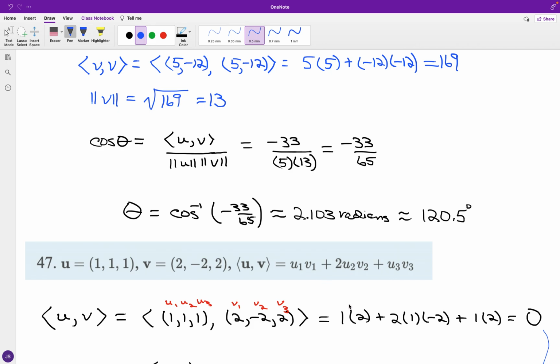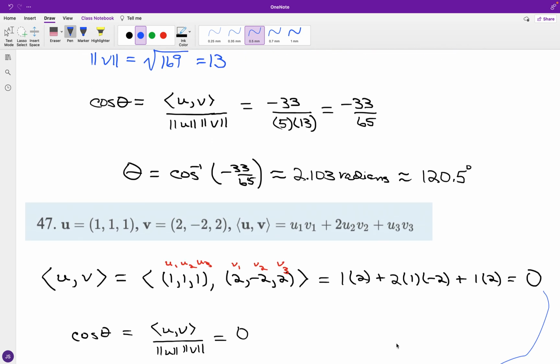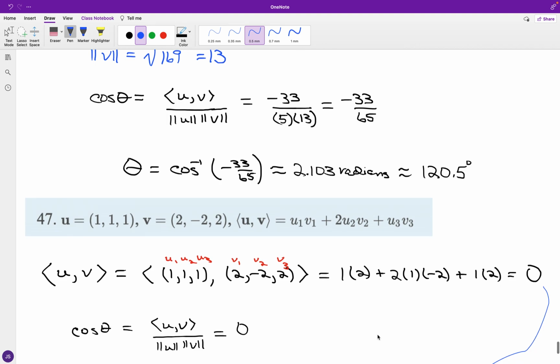So u sub 1 v sub 1 is 1 times 2, u sub 2 v sub 2 is 1 times negative 2, and u sub 3 v sub 3 is 1 times 2. We have 2 plus negative 2 plus 2... more precisely, the sum works out to 2 plus negative 2 plus 2, and combined with the stated result, the inner product is 0. Since the inner product is 0, the cosine of theta is equal to 0, and we don't even have to worry about the values of the norms of u and v, because the top part is 0.